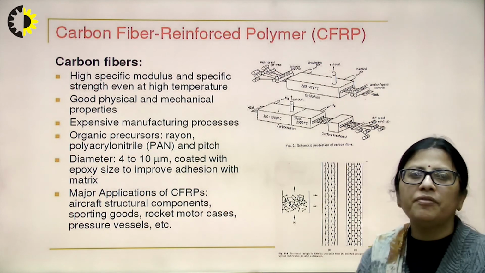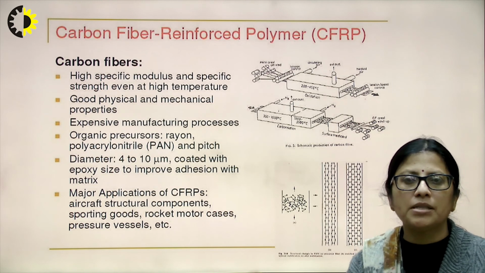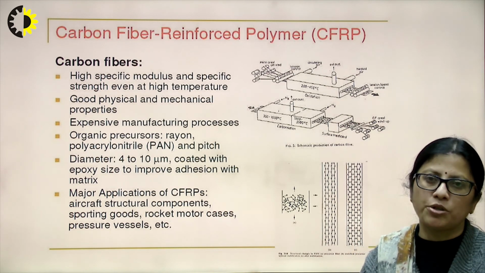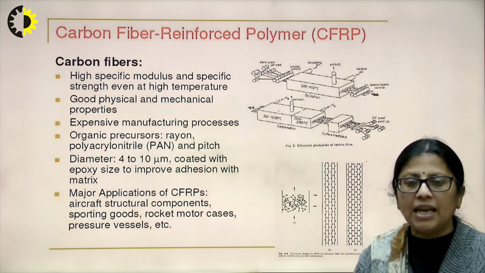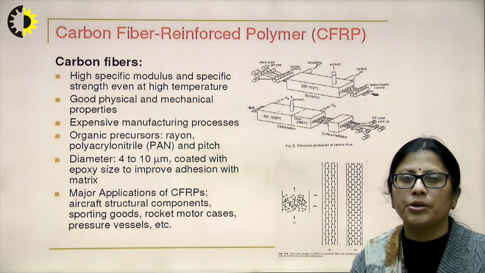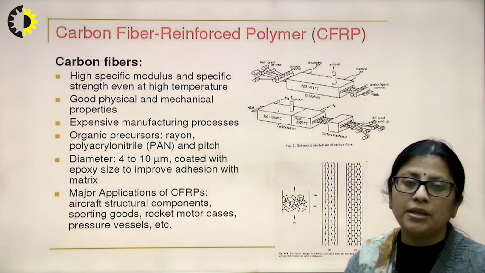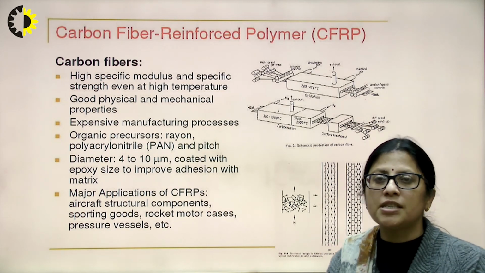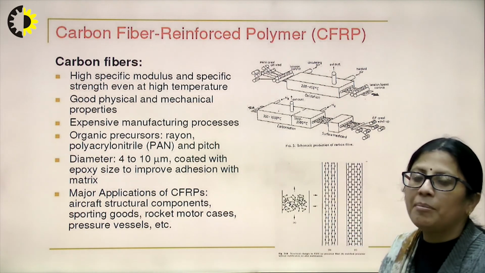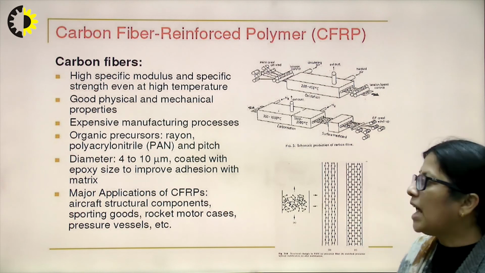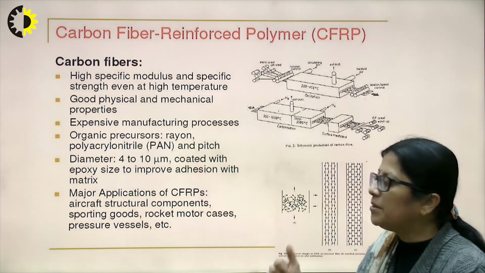Next is the carbon fiber reinforced polymer. Now, these carbon fiber reinforced polymers possess high specific modulus, and their specific strength is maintained even at a high temperature. Again, they possess good physical and mechanical properties. Obviously, we are using carbon, so it possesses good physical and mechanical properties. They are expensive to manufacture, and the organic precursors we can use are rayon, polyacrylonitrile and pitch.